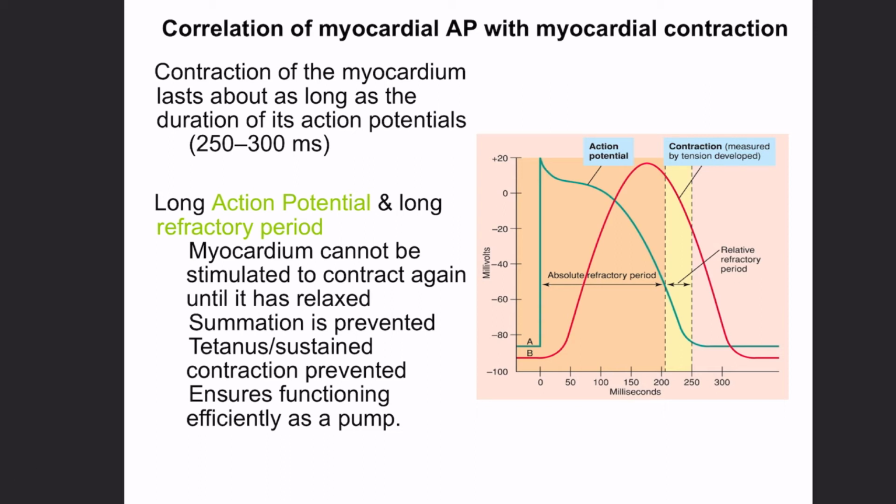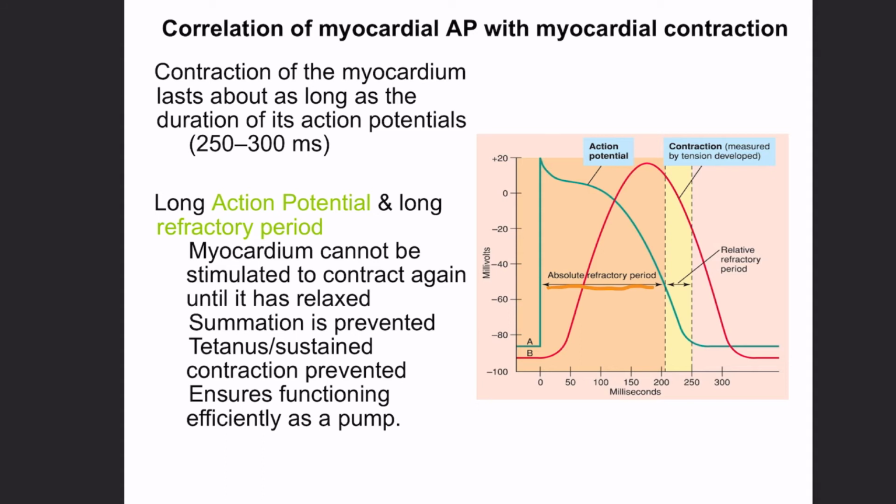So this graph over here shows you the myocardial action potential in green, along with the myocardial contraction in red. And so the contraction lasts about as long as the action potential, because it's dependent on what's going on with the action potential for this myocardium contraction to occur. The long action potential produces a long refractory period, and this long refractory period, just like our refractory periods in neurons, means that the myocardium cannot be stimulated to contract again.